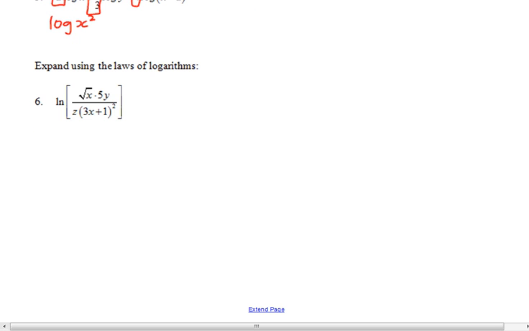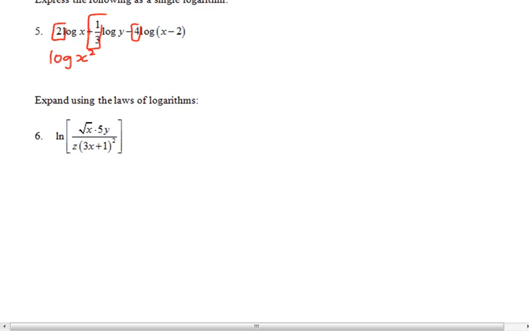Plus log y to the 1/3 minus log. Tyler, you with us? Come back. So before you can use any log laws, you have to deal with the power law first. It takes precedence. Yeah, that's a good word.